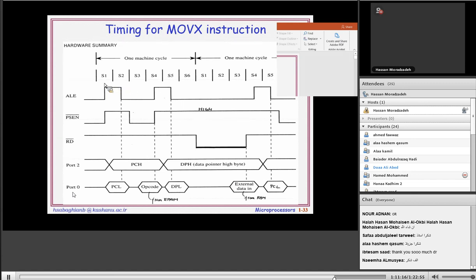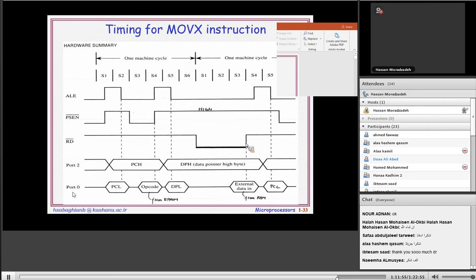Here, in the external code memory landscape, this is a RAM and this is a microcontroller. Address latch enable is connected to the G pin of the latch IC. Port 0 is AD, the multiplexed address and data bus, but here it is demultiplexed. Here is the address bus, here is the data bus, using the address latch enable pin.